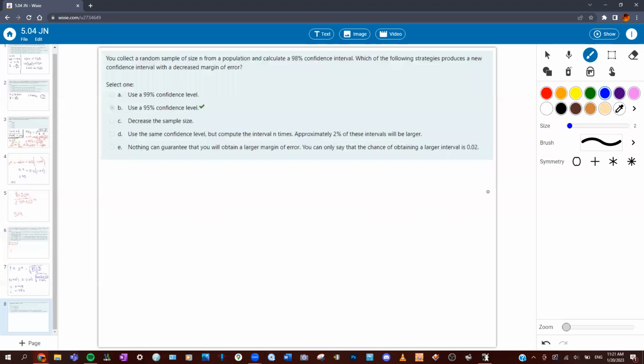Okay, so then this one we don't have to do any math, but it's just something that we need to know. You collect a random sample of size n and you calculate a 90% confidence interval. Which of the following strategies has a new confidence interval with decreased margin of error? Whenever we're doing that, we have to use the 95% confidence interval. That's just something you have to remember. If you think about it, like remember we have 3% margin of error, 98 minus 3, whatever. But just know that it's got to be 95. So if you remember a number, just remember 95. And there you go. So I know this might seem a little bit confusing, but it's really not that bad. And so I hope this helped.